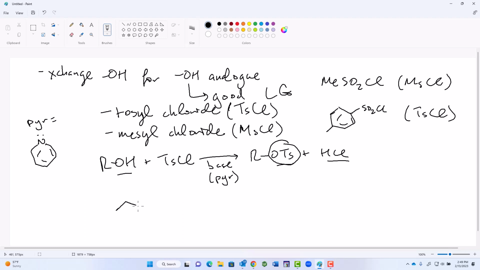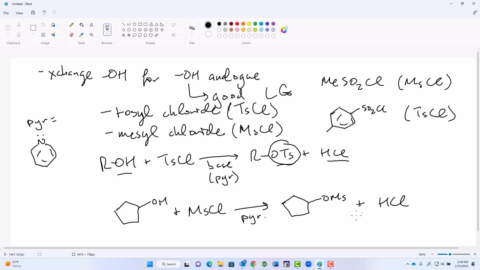So just an example of what this reaction might look like. So say we have the cyclopentanol, and I'll use mesyl chloride in this case, and I add pyridine just to soak up the acid that's generated in this reaction. I would generate OMs and HCl. Again, if I wanted to do this with tosyl chloride, I would generate what we call the tosylate ester plus HCl. And this is going to be converting an alcohol into a good leaving group, which we will see why this is important later in the semester.